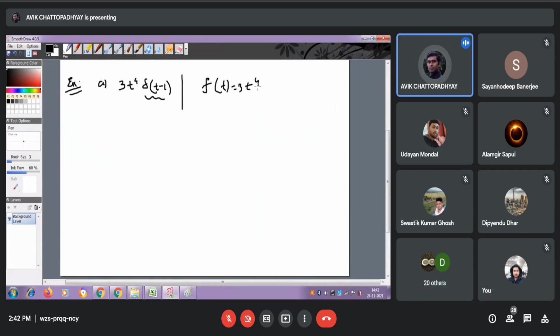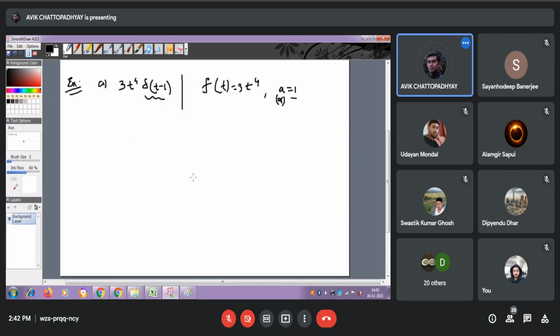And what is a or alpha in this case? Here, suppose a equals 1. Look at this: δ(t-a) means t-1. Make t-1 equal to 0, so t equals 1. That means a, or alpha, whatever you say (sometimes we use a, sometimes alpha), is basically 1. So it is shifted by 1 unit on the time axis. The delta function exists at t equals 1.